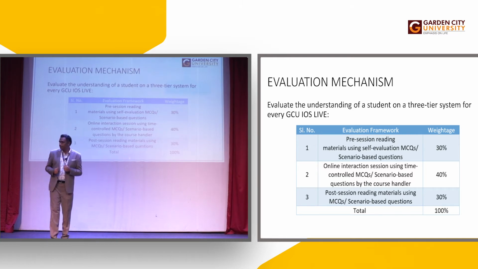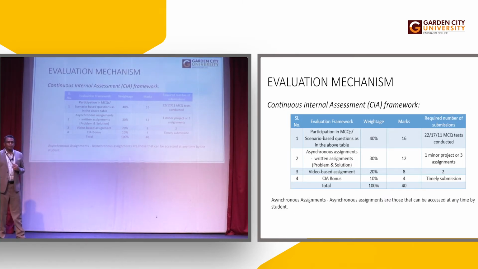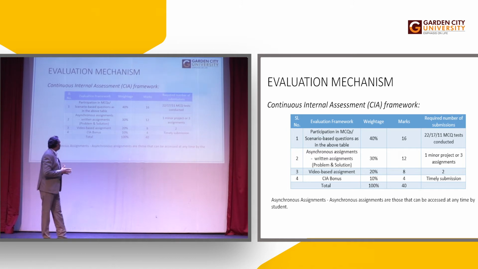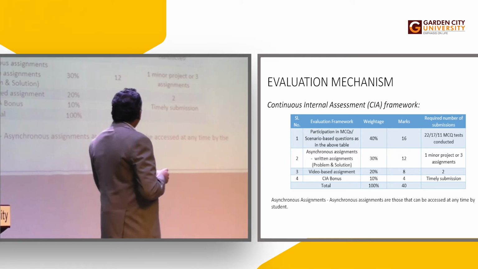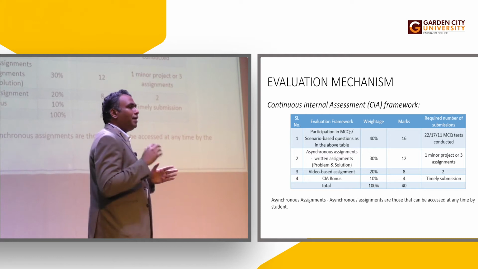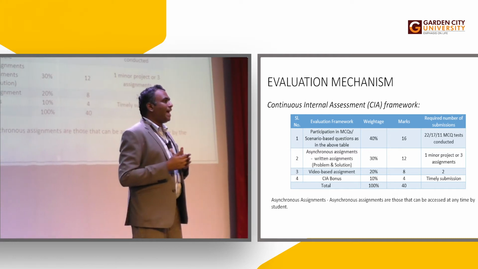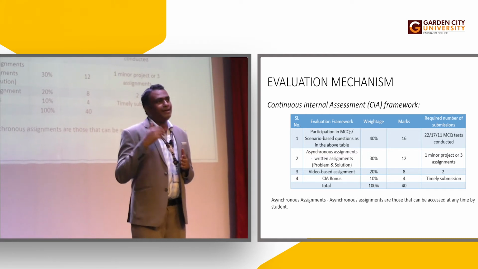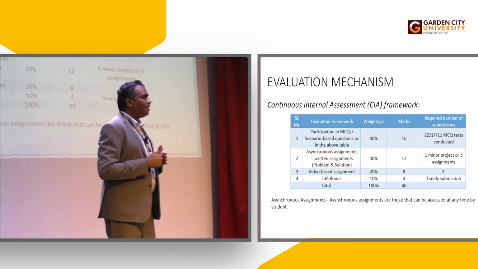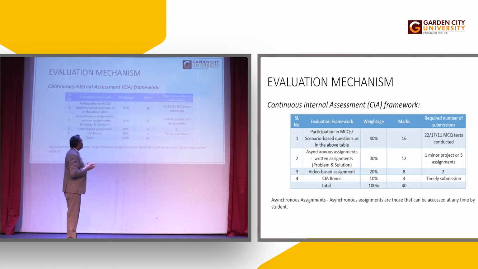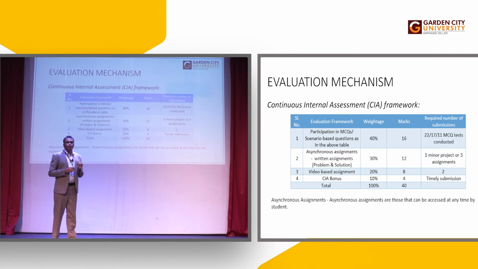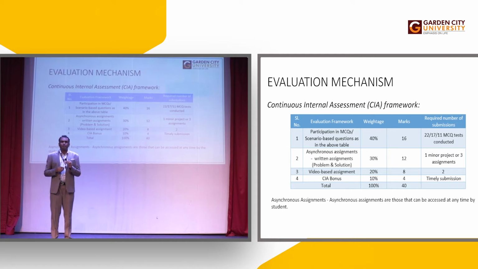Moving on next, this is the continuous internal assessment proposed by Garden City University. If you look at this continuous internal assessment, it has four main parameters. Parameter one is based on the teaching learning process which happens during the pre-reading session. Number two, the online interaction session. Number three is the post-reading session. For this, the weightage given is 40%, and the student secures 16 marks for this teaching learning process.